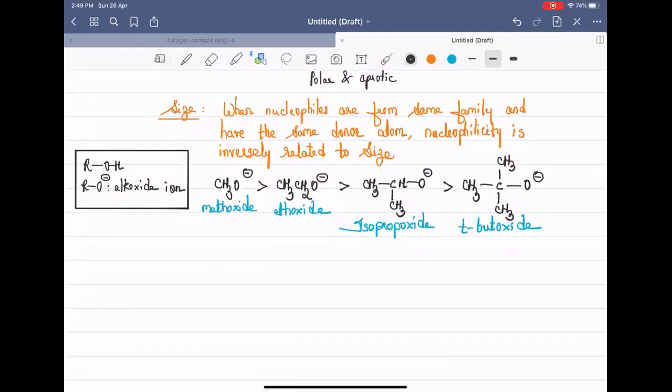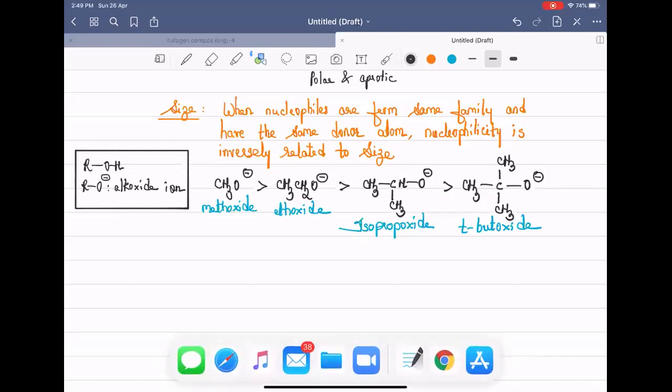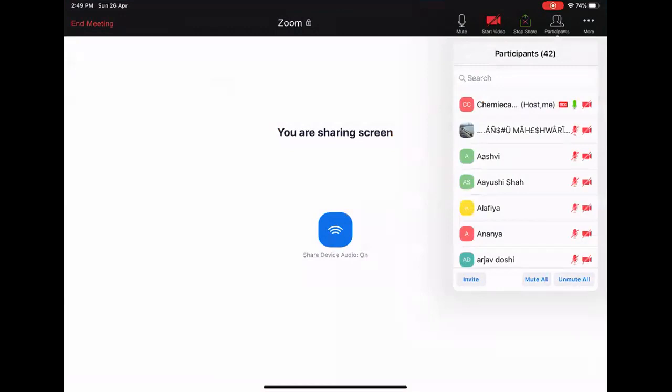In any other general case, where you have to compare nucleophiles and the comparison would not fall into any of these given rules, the best way is just to check the electronegativity of the donor atom. Any nucleophile in which the donor atom is more electronegative is going to be less nucleophilic. Now, if you have any questions, please ask. I am there to answer your questions.